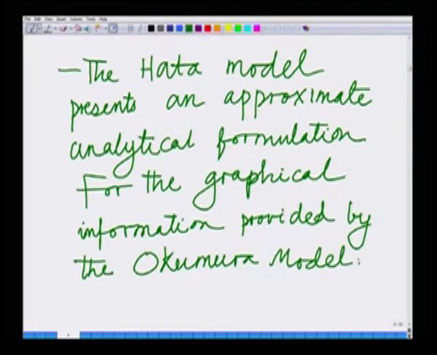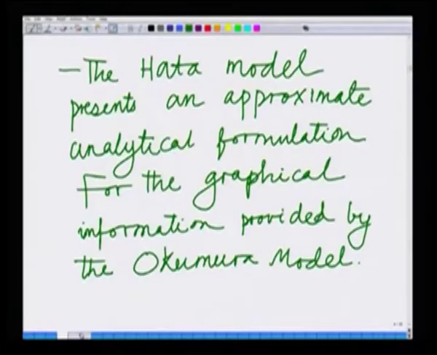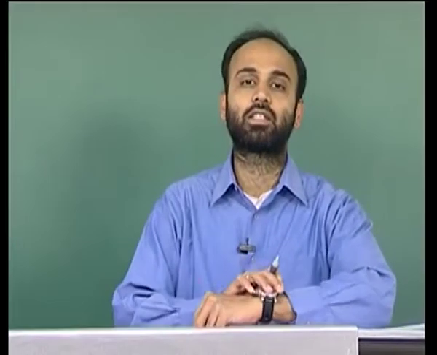Okay, so what is the Hata model? The Hata model essentially is an analytical approximation of the Okumura model. Alright, that is what the Hata model is. And employing the Hata model, the expression for median path loss for urban areas is given as follows.